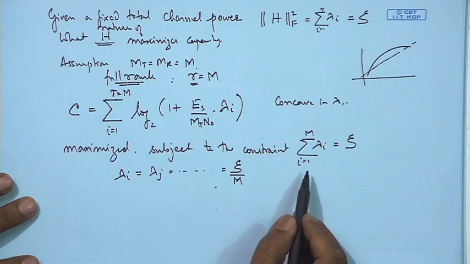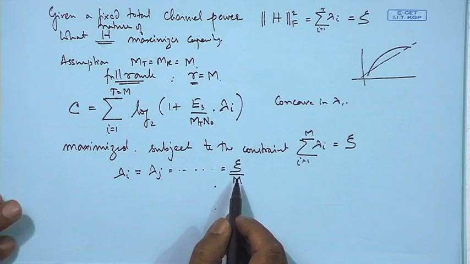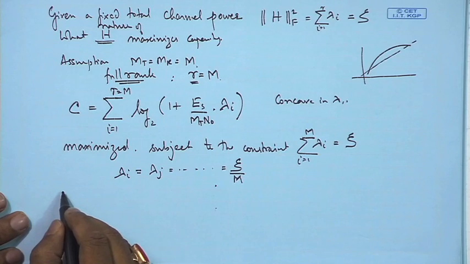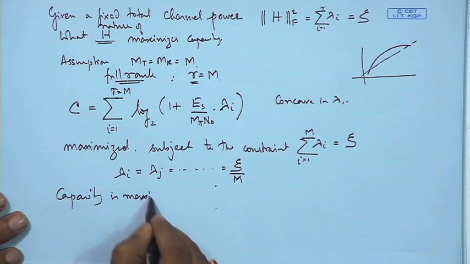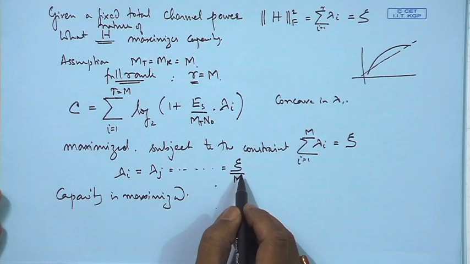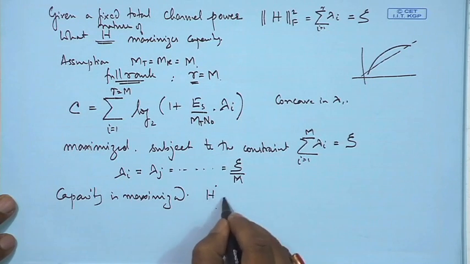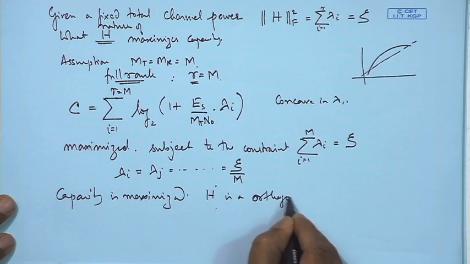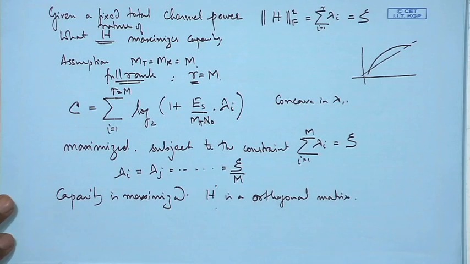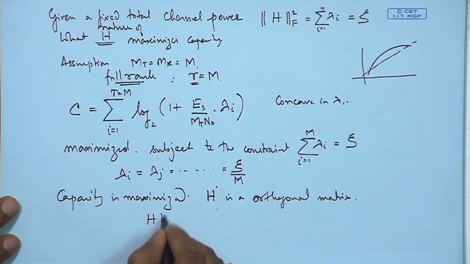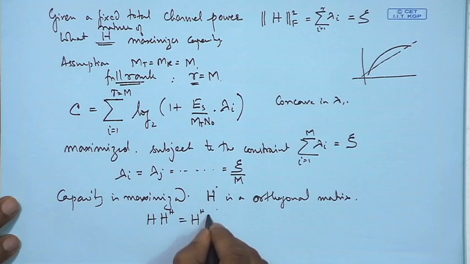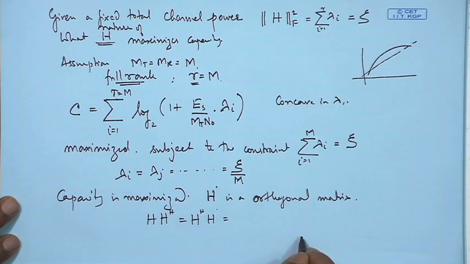We will not go into further derivations, because that is going to take some additional few pages, and I would recommend you to take a look at it, otherwise this can be shown. So, this is a result which we have. This in turn indicates that capacity is maximized when all the lambdas are equal, and that happens when H is an orthogonal matrix. We'll show in very quick steps why H orthogonal should lead to all of this, because if H is orthogonal, H Hermitian H should be equal to an identity matrix.